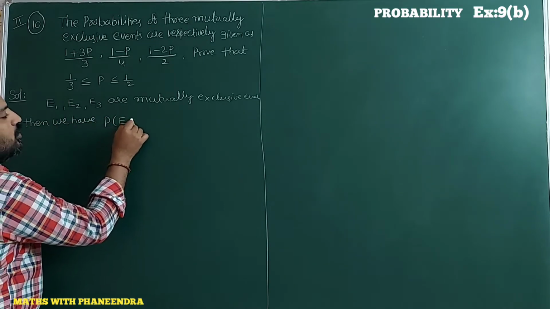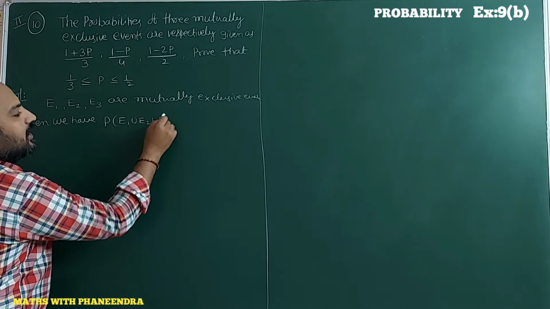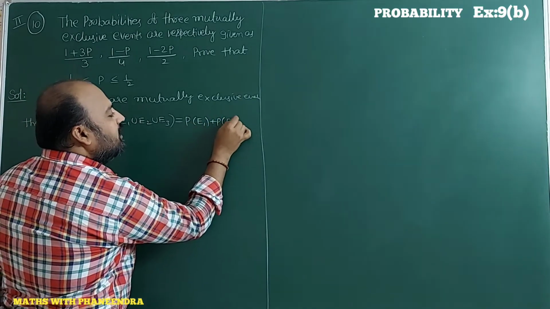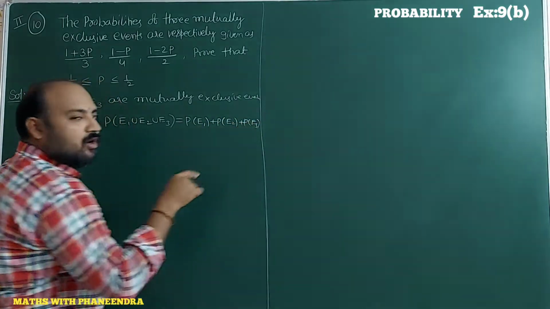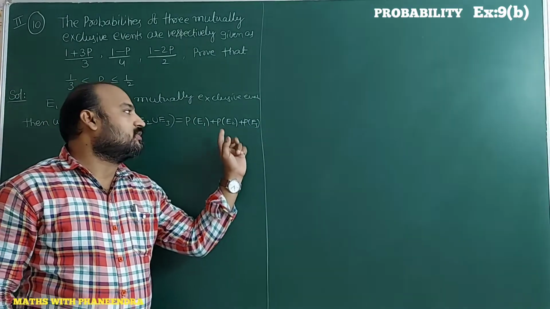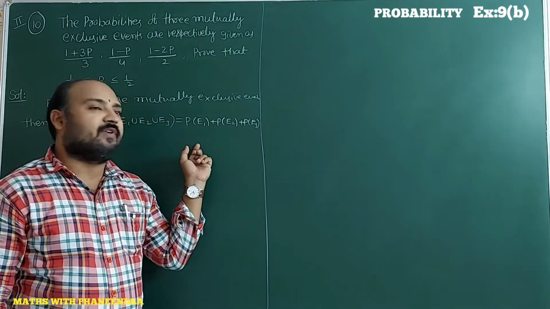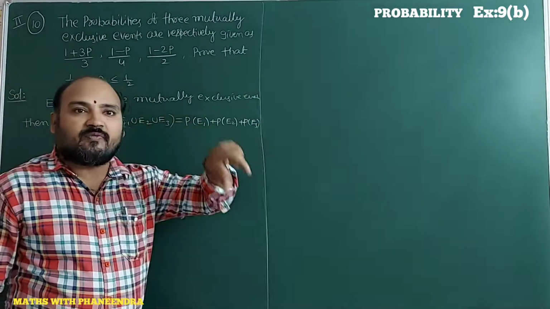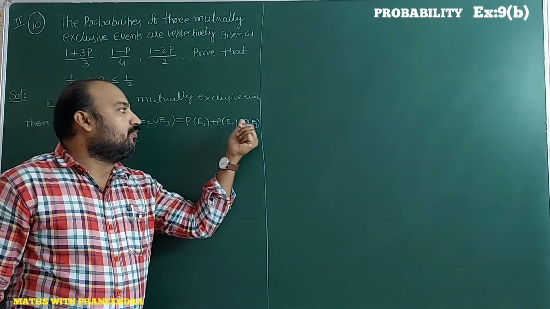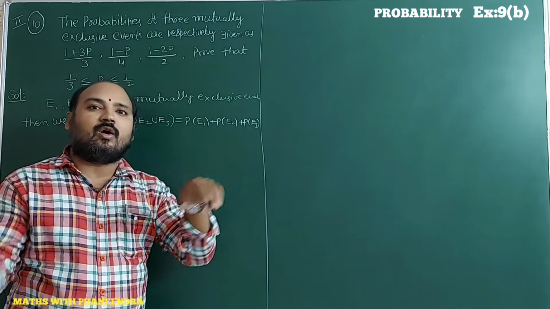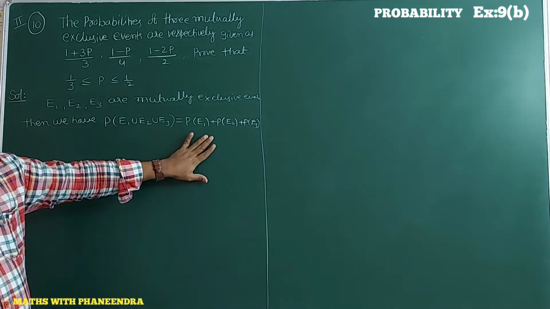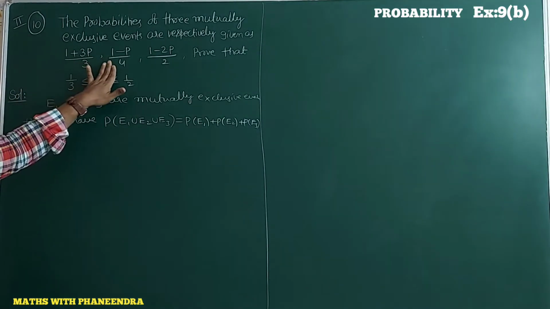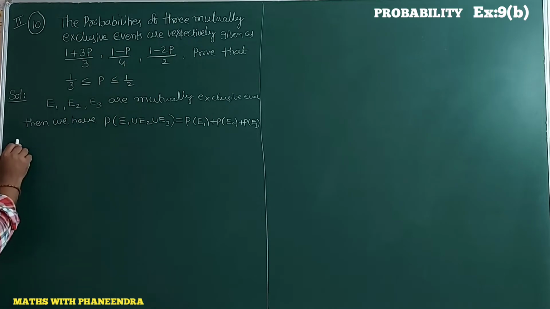P of E1 union E2 union E3 can be written as P of E1 plus P of E2 plus P of E3. Sir, why can't we write minus P of E1 intersection E2 minus P of E2 intersection E3 minus P of E3 intersection E1 plus P of E1 intersection E2 intersection E3? Whenever they are mutually exclusive events, the intersections of E1 E2, E2 E3, E3 E1, E1 E2 E3 all go to 0. That is the reason we are writing like this. And also we know that E1 probability is this one, E2 probability is this one, E3 probability is this one.